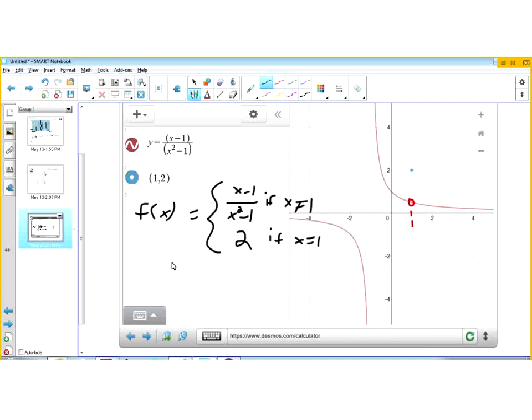So the question is then, what is the limit as x approaches 1 of f of x, where f of x is now defined piecewise? Now, f of x exists for all values of x. Okay, it just so happens that at x equals 1, the output is 2. I forced it to be 2. So every point on the x-axis has a corresponding output on the y-axis for this function. So does that alter the limit then? That's the question. Does it alter the limit?